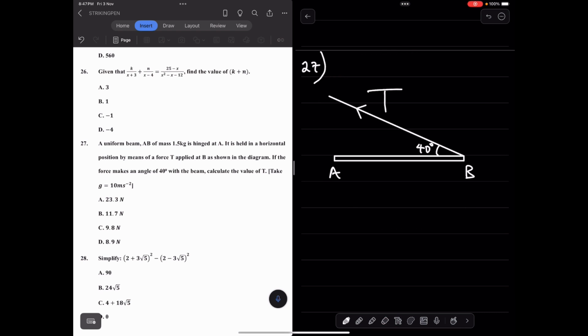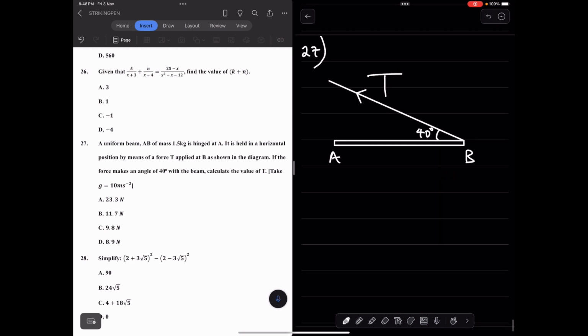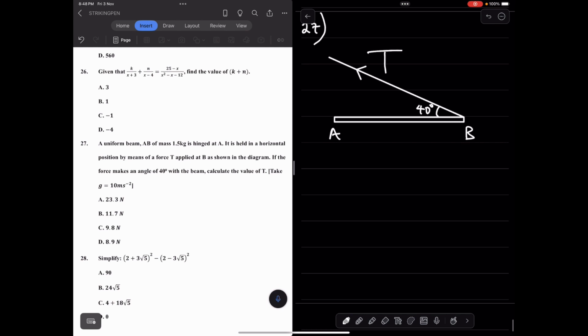It says a uniform beam AB of mass 1.5 kilograms is hinged at A. It is held in a horizontal position by means of a force T applied at B as shown in the diagram. If the force makes an angle of 40 degrees with the beam, calculate the value of T. Take G equals 10 meters per second squared.